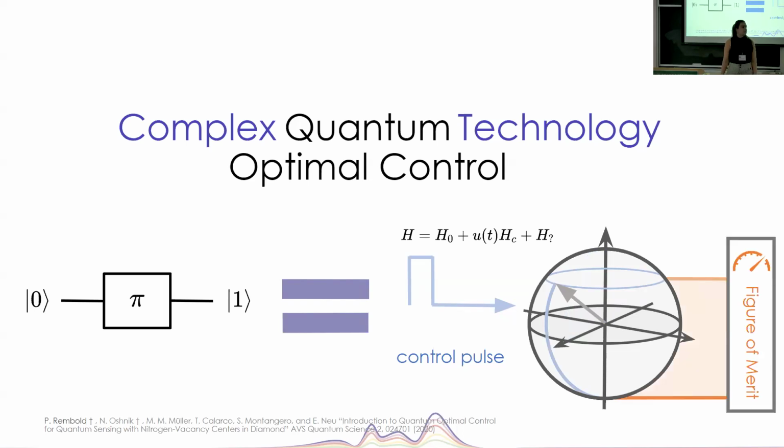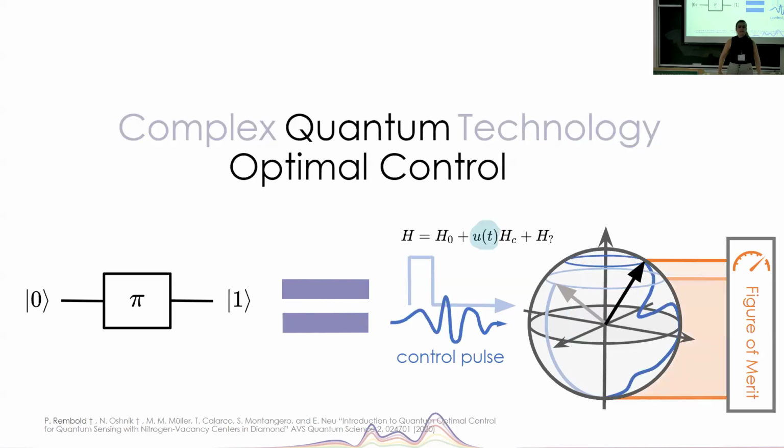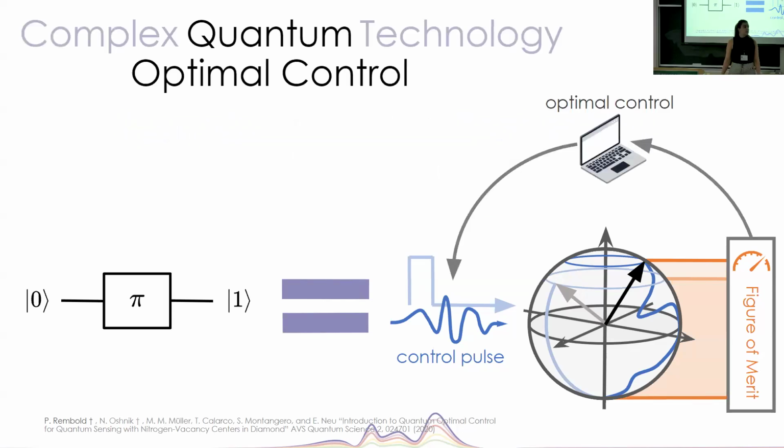We can determine how good or bad our controls were by calculating a figure of merit. In quantum optimal control, we make up these time-dependent pulses in order to improve that figure of merit and find a better way of implementing it. Specifically, usually we would use classical optimal control to do that. The figure of merit from the pulse is passed on to an updating algorithm, which then spits out a new control pulse that's tried again, and so on and so on.